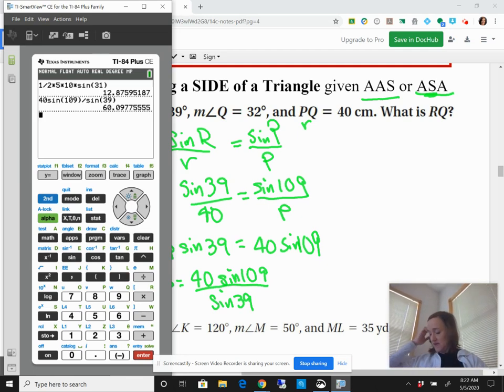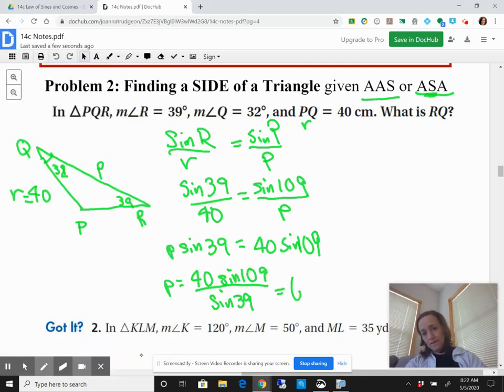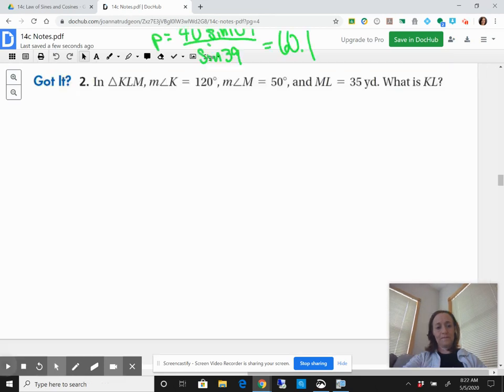60.01. And it says round to the 10th or whatever. It said round to the whole number. It would just be 60, right? Let's say 60.1. So little p, or RQ as they wanted to call it, is 60.1. And that has units, centimeters. All right, so that's one problem.